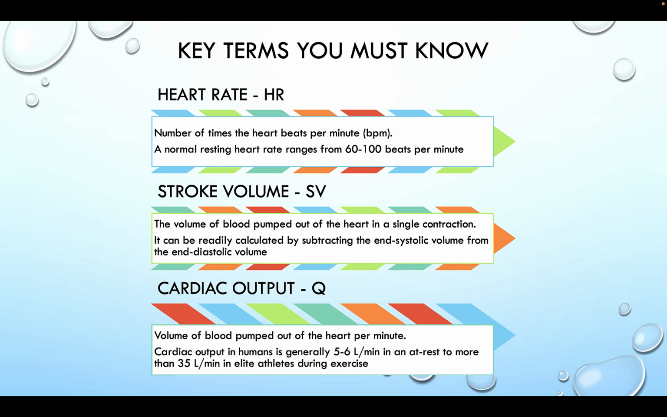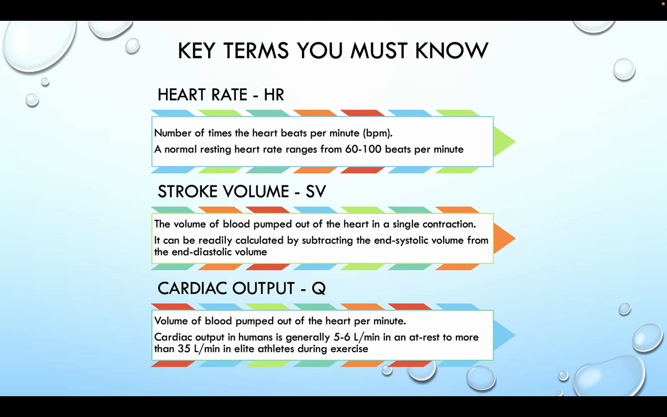Cardiac output: the volume of blood pumped out of the heart per minute. Cardiac output in humans is generally 5 to 6 litres a minute at rest, and more than 35 litres per minute in an elite athlete during exercise.